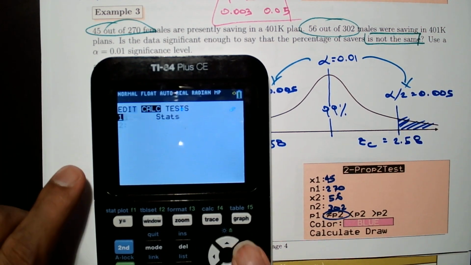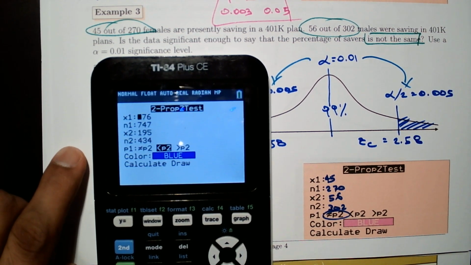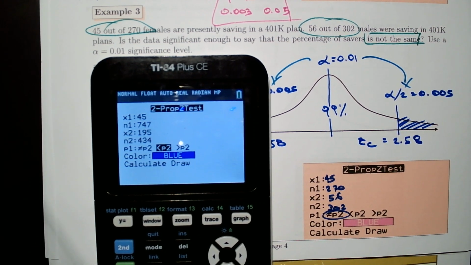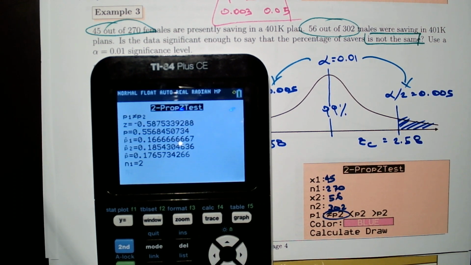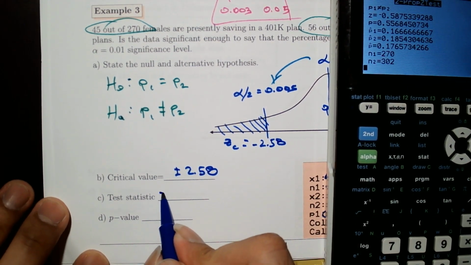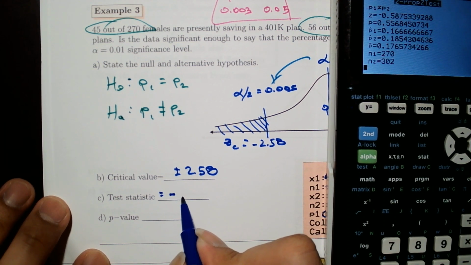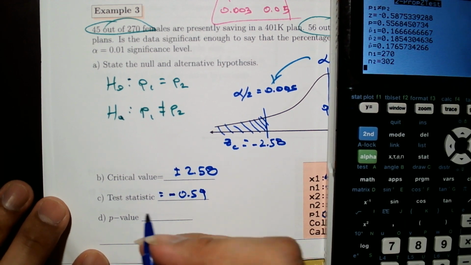So STAT, TESTS, 2-PropZTest, and I'm going to have 45 out of 270, 56 out of 302, and in this case the first option, we want this. All right, so let's see, calculate, and our z statistic is going to be negative 0.59, and our p-value is 0.557.